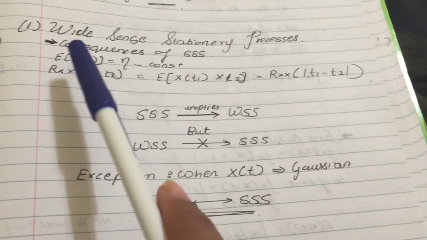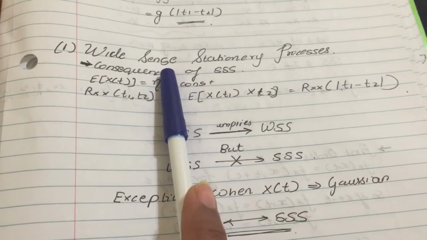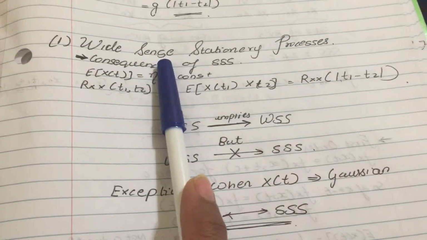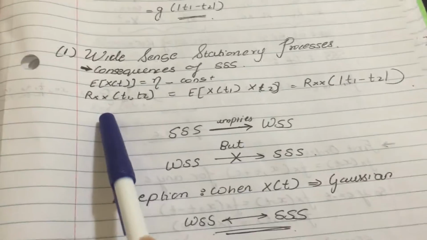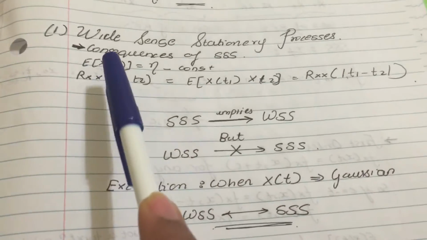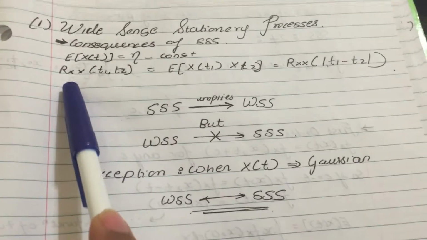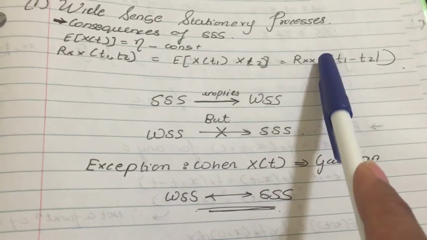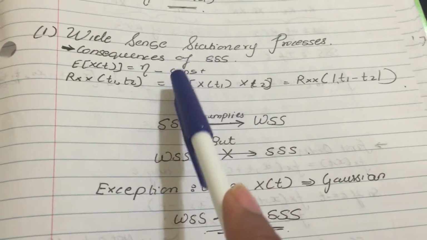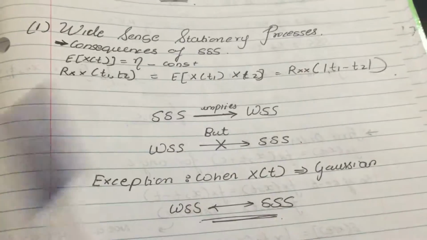Next, we go to the wide sense stationary process, which is the first part of the question. Wide sense stationary process is basically whatever consequences we see for the first order SSS and second order SSS are compulsory conditions for a process to be wide sense stationary. That is, the expected value should be a constant, and the autocorrelation function should be dependent on the absolute value of t1 minus t2. So a process which satisfies these two conditions is a wide sense stationary process.